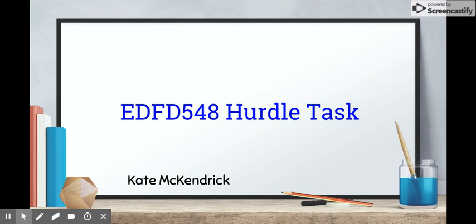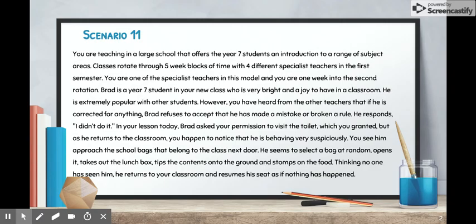Teaching is a challenging vocation which requires a strong knowledge of your content area, being aware of different learning needs of students, and also having strategies for the numerous challenging behavioural situations that may occur in the classroom during your teaching career. For this hurdle task, I was assigned scenario 11.